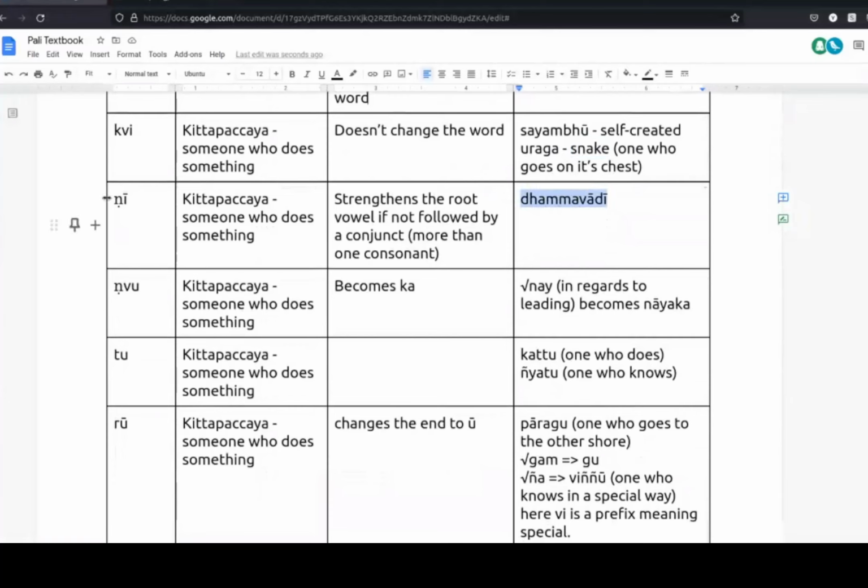Dhammavadi, we've already been over. This is the upapada. So again, na is not something you ever see. It's just a reminder that unless this vowel here is followed by a conjunct consonant, you're going to make it strong. So you end up with vadi. And yes, if you didn't have Dhamma, you could just have vadi. Vadi, it's not used very often because it doesn't mean much, but it means one who speaks. Right? These are all Kitapachaya, means they're all active.